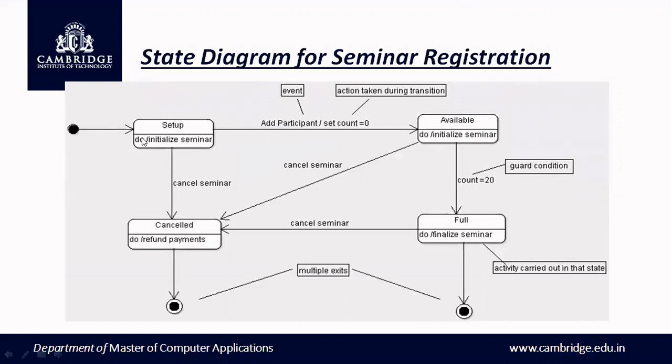Now the transition takes place from the setup state to the available state whenever participants are added. You can see the event here is adding participants, and the action is that as and when participants are added, the count will be incremented. Initially it is set to 0, and as participants add up when the registration is complete, the count is incremented. That is the transition from the setup state to the available state.